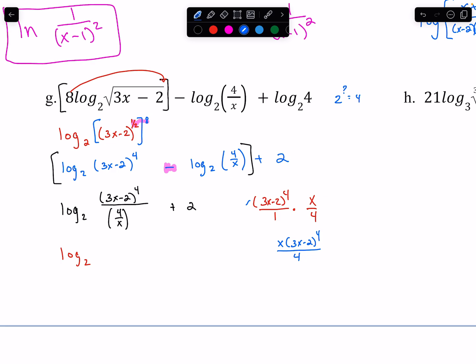All right, let's see what else we've got. So then we have log base 2 of x times (3x minus 2) to the fourth over 4. Okay, so this is pretty good. There's something else I could have simplified along the way to make this even more simplified. All right, so here's what I'm looking at. I'm going to erase this a little bit here. Sorry.